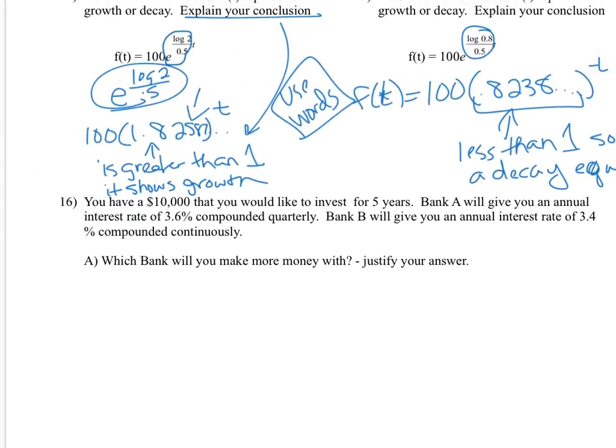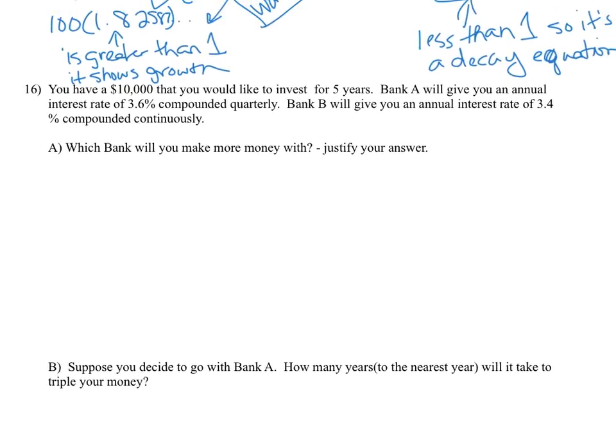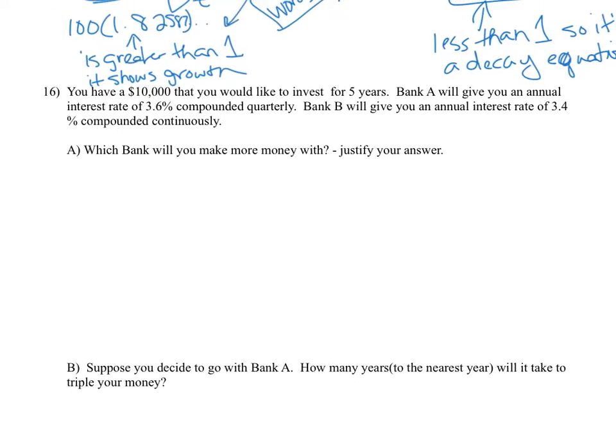All right, now we get to the word problems. So you have $10,000 you'd like to invest for 5 years. Bank A will give you an annual interest rate of 3.6%, compounded quarterly. So the moment I see that, I know I have to remember my compounded quarterly formula. And then this one right here, an annual interest rate compounded continuously.